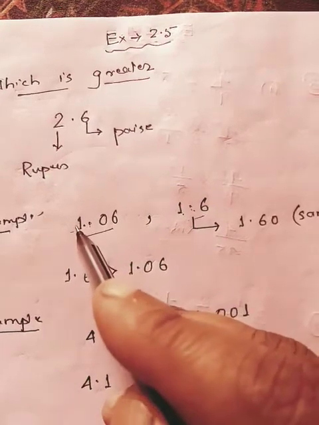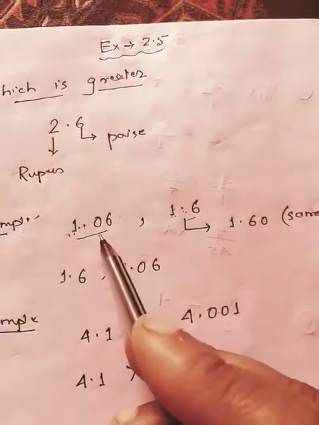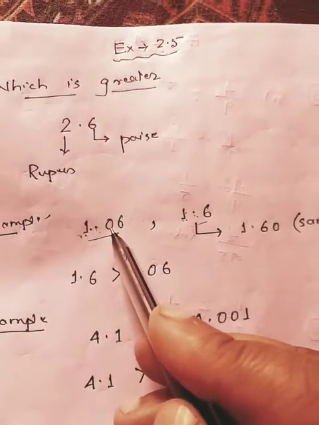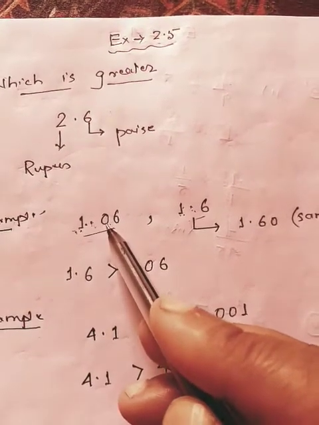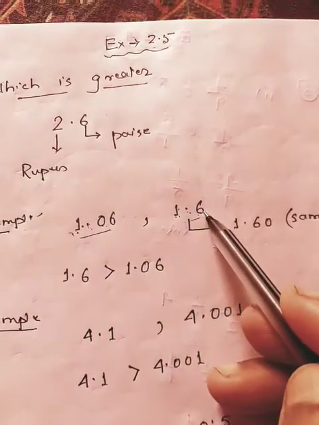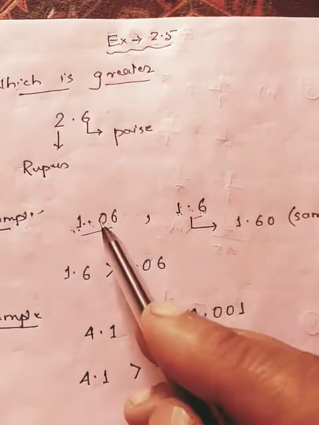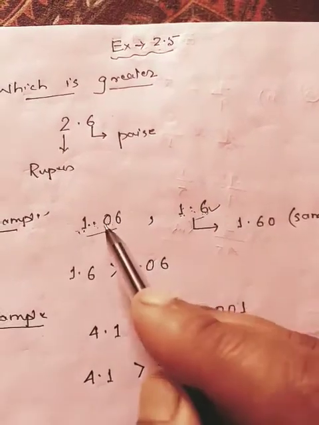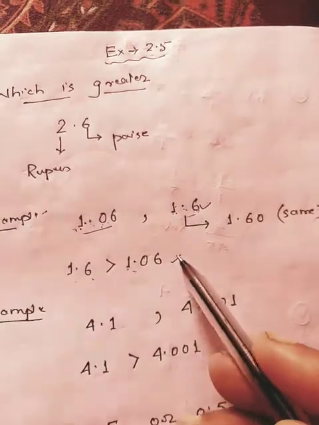Now when you find that the rupees form is similar, then you have to compare the paisa form. Now what is the first digit? You just have to compare that. According to this decimal form, the first digit is 0, and regarding this part, what is the first digit? Yes, 6. So which one is greater, 6 or 0? Obviously 6. So this number is greater than this number. So 1.6 is greater than 1.06.